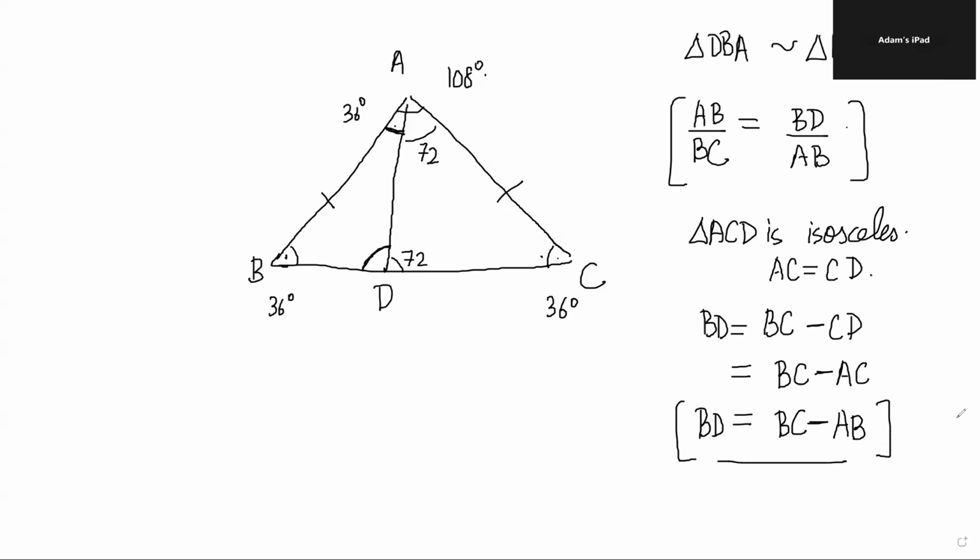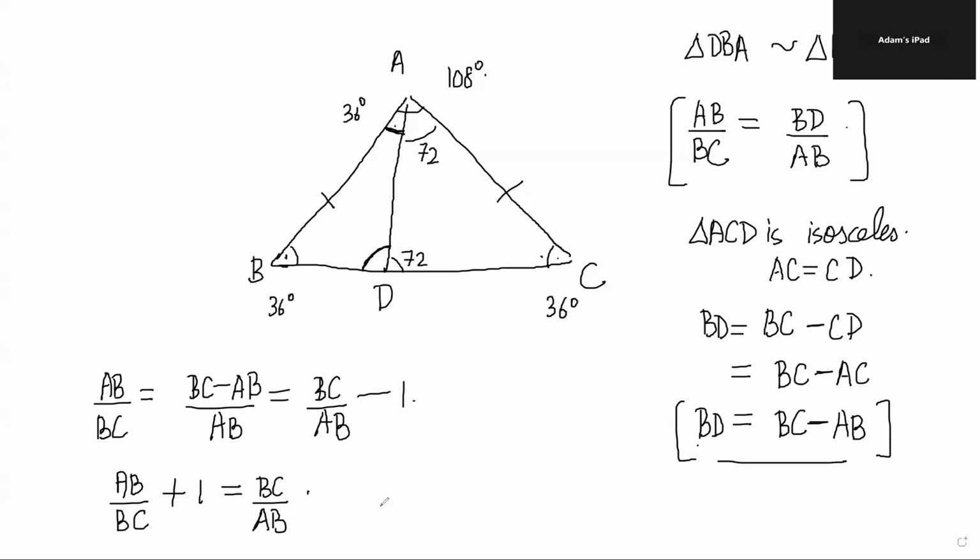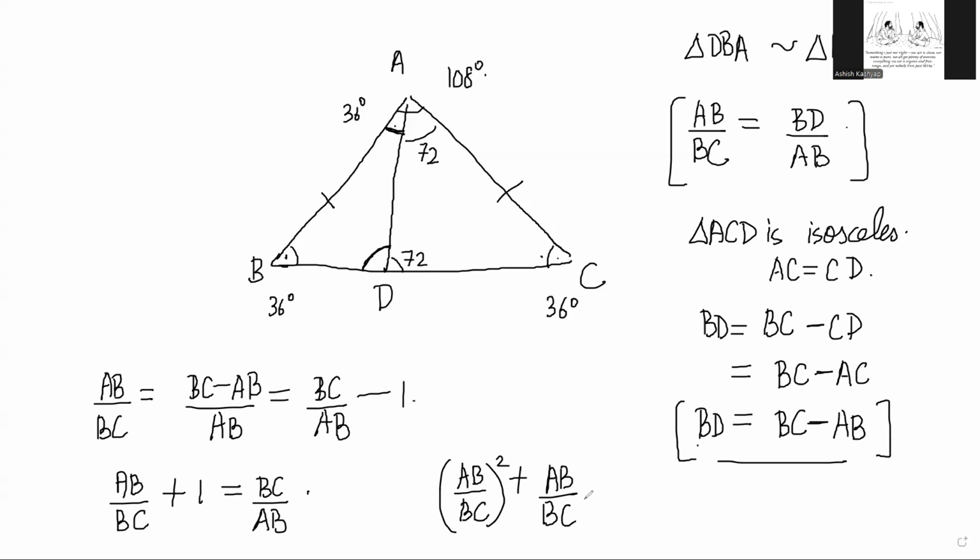Then you just put that here. You get AB by BC is equal to BC minus AB by AB. So this is equal to BC by AB minus 1. So you're getting AB by BC plus 1 is equal to BC by AB. Multiply both sides by AB by BC. You get AB by BC square plus AB by BC equal to 1.